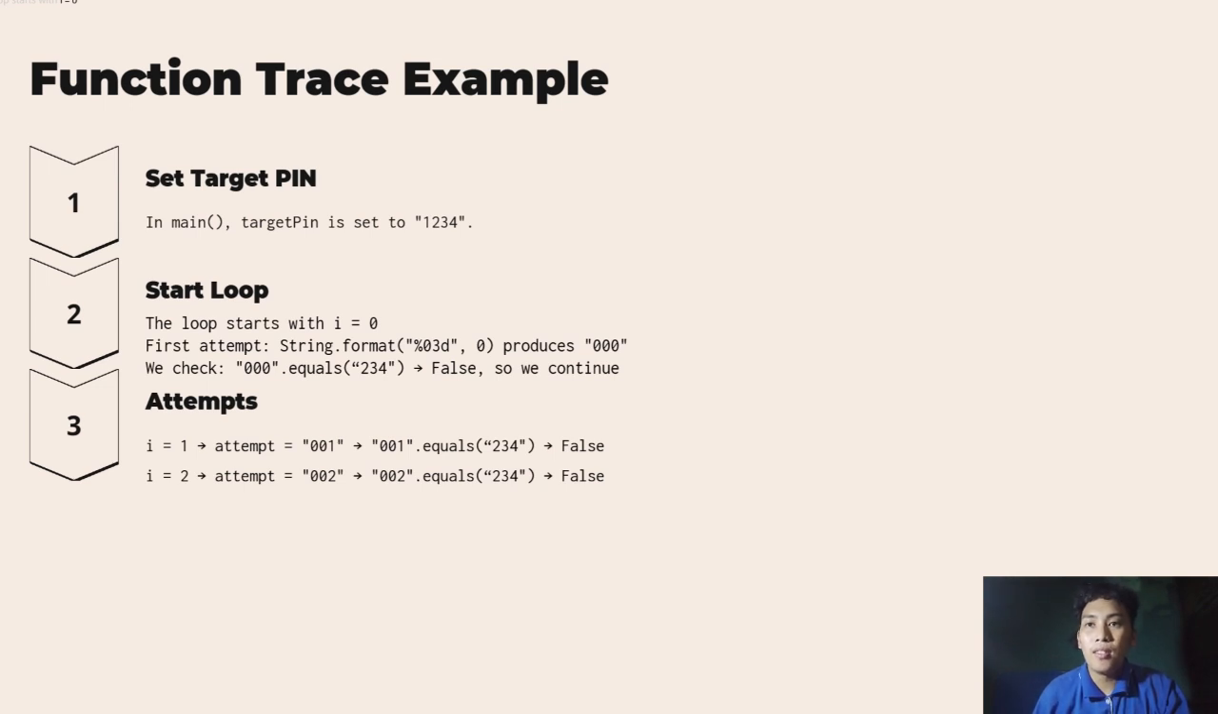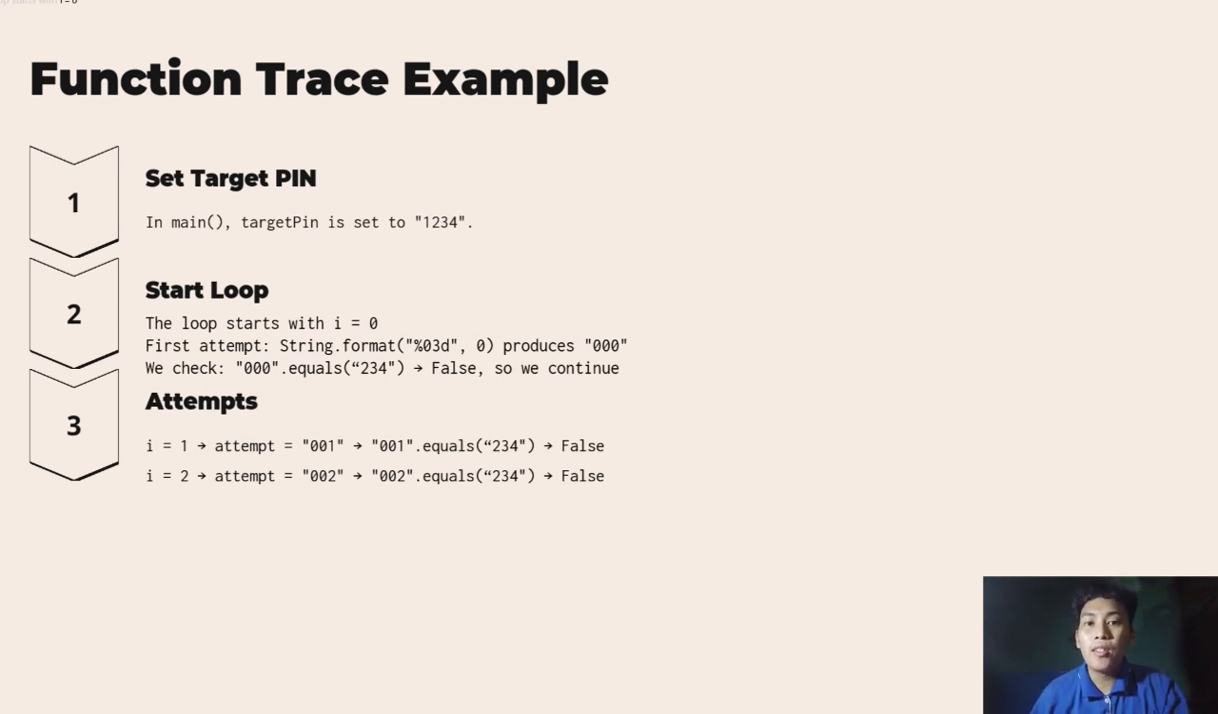Step 4. Second iteration, i equals 1. Attempt is String.format, which gives 001. Check whether 001 equals 234, which is false. No return, continue loop. Step 5. Third iteration, i equals 2. Attempt is String.format, which gives 002. Check whether 002 equals 234, which is false. No return, continue loop.